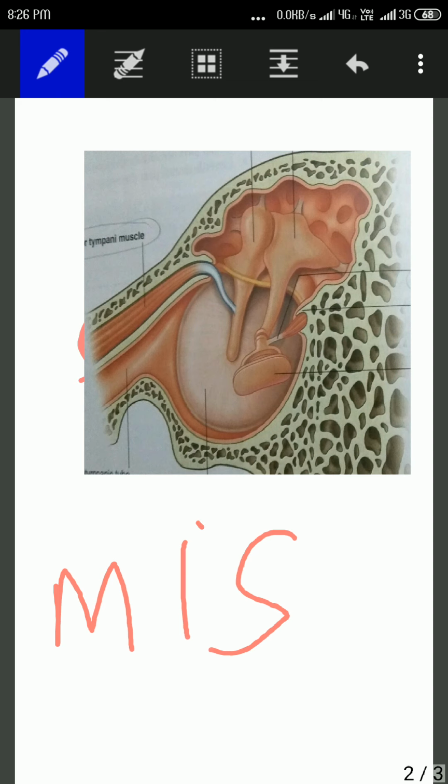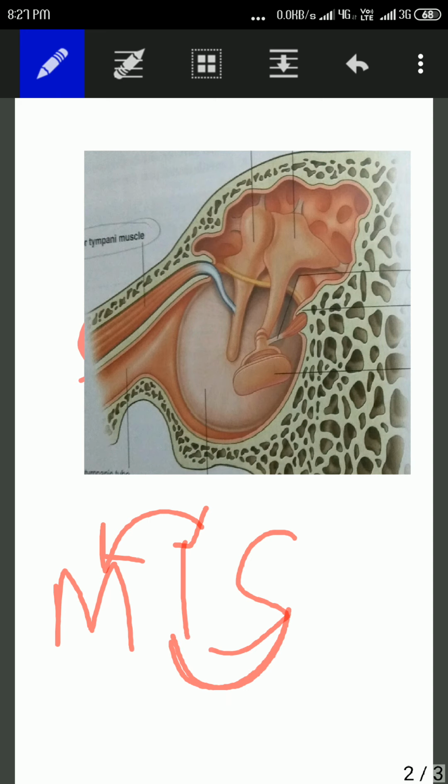In between malleus and incus, we have a joint, which is this one. This is the incudomalleolar joint. This is a type of saddle joint. Whereas in between the incus and stapes, we have the incudostapedial joint, and this incudostapedial joint is a ball and socket variety of joint. It is important to note that the incudostapedial joint is the smallest ball and socket joint in our body.